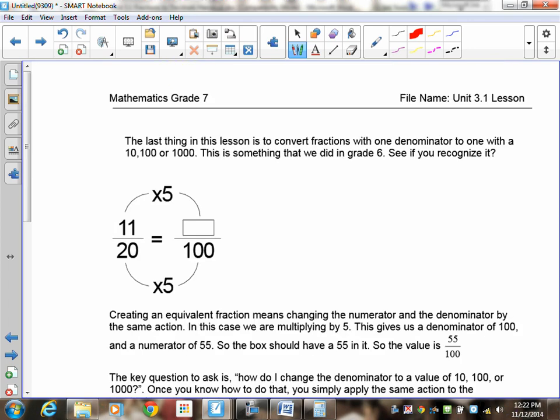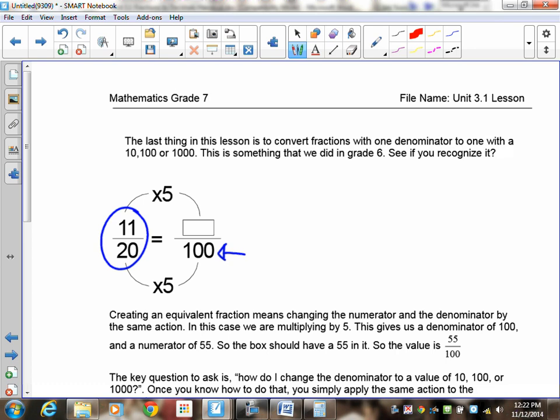The last thing in this lesson is changing a denominator to a specific denominator of 10, 100, or 1,000. This is something we did in grade 6, and I don't know if you can recognize this, but this is the way it works. You need to find how to get 11/20ths to have a denominator of 100, but you can't change it to be a different number.